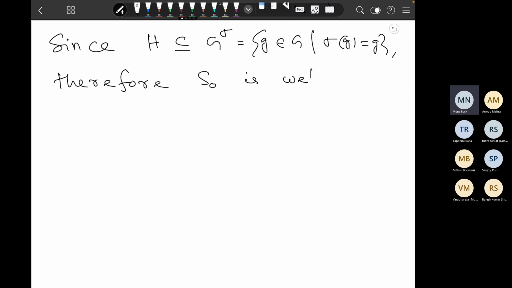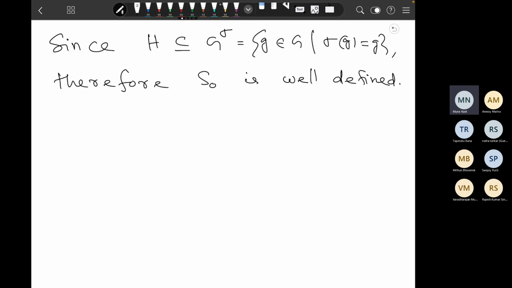Now I have to show that this S_o is the geodesic inversion at the point o. For geodesic inversion, we have to check three conditions. First condition, S_o is smooth. Second condition, S_o is an isometry. And third, S_o(o) is equal to o and dS_o at o is equal to minus identity. These three conditions we want to show.